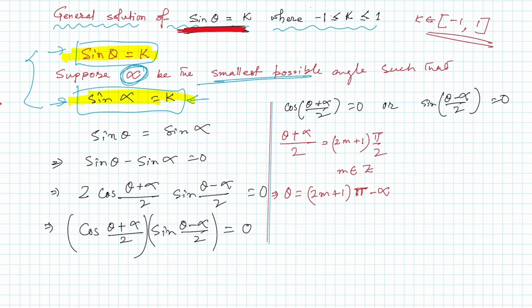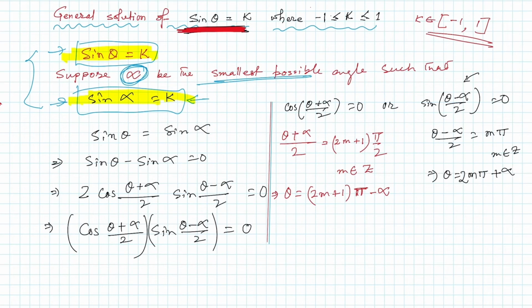Similarly, taking theta minus alpha by 2 as theta, then for sine theta is equal to 0 the general solution is n pi. So instead of n, we will take m pi here. Let us take theta minus alpha by 2 as m pi, where m belongs to Z. Simplifying this, we will get theta is equal to twice m pi plus alpha.